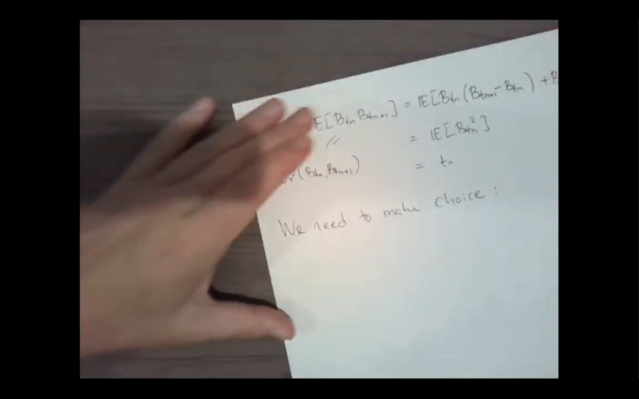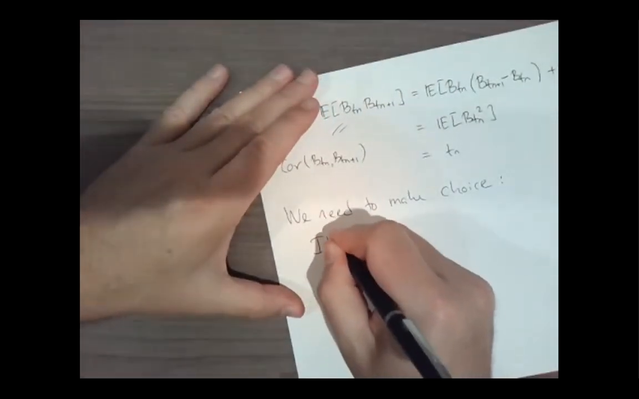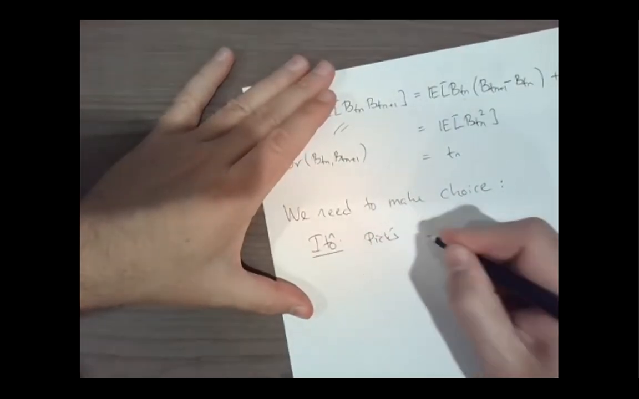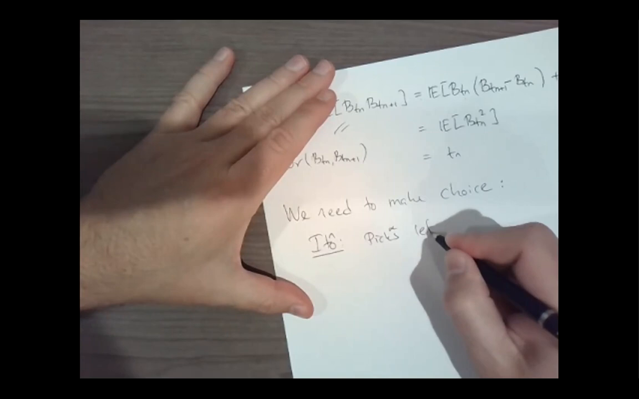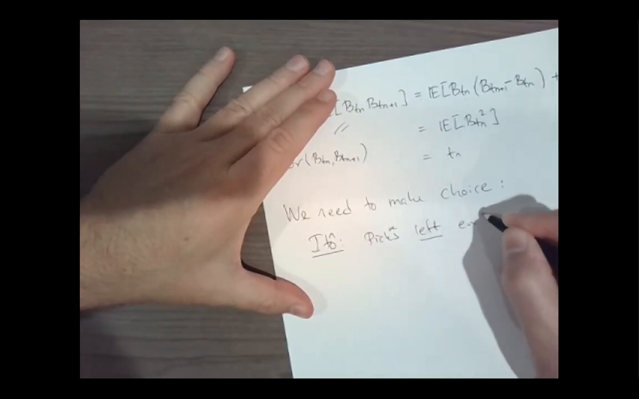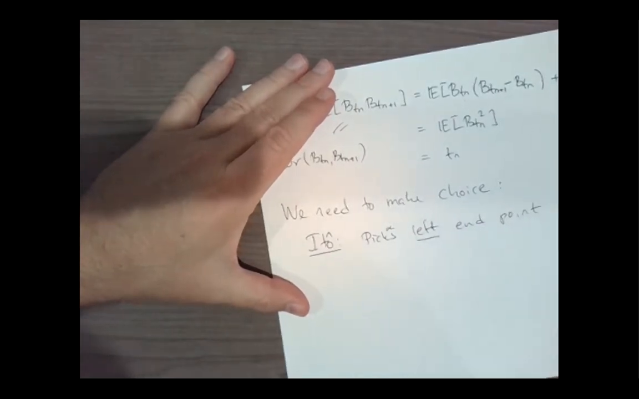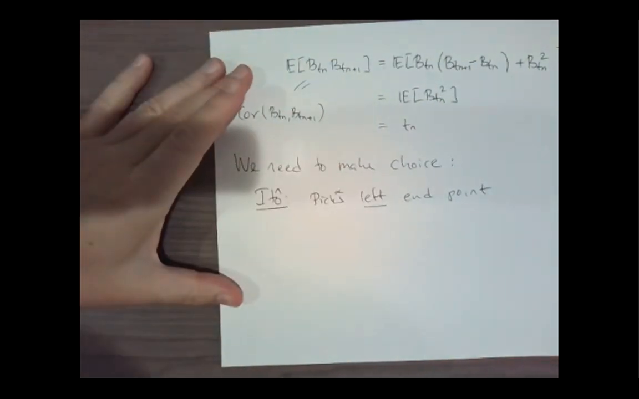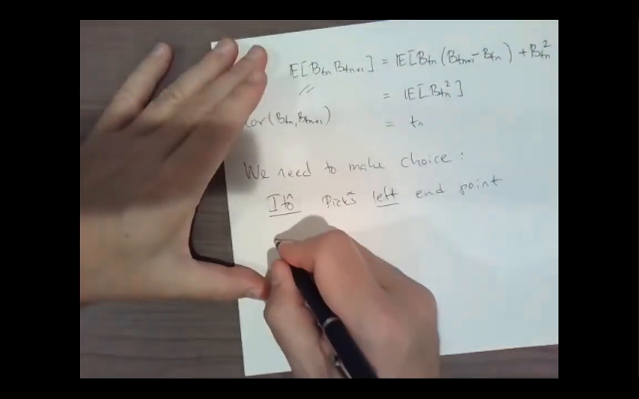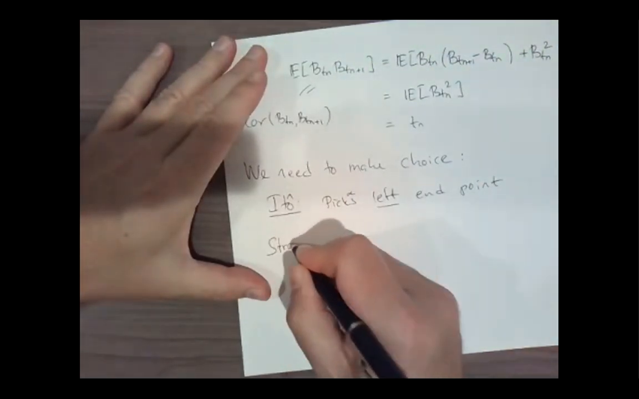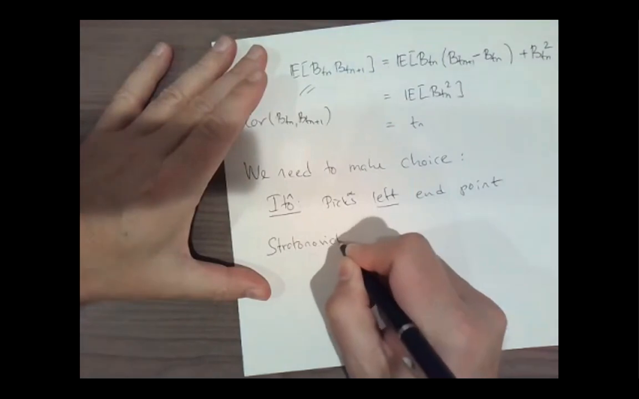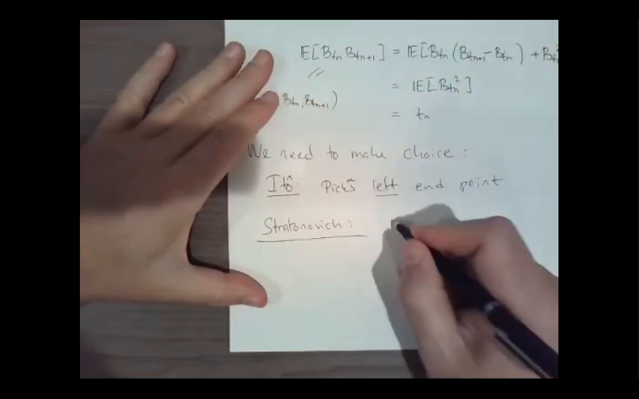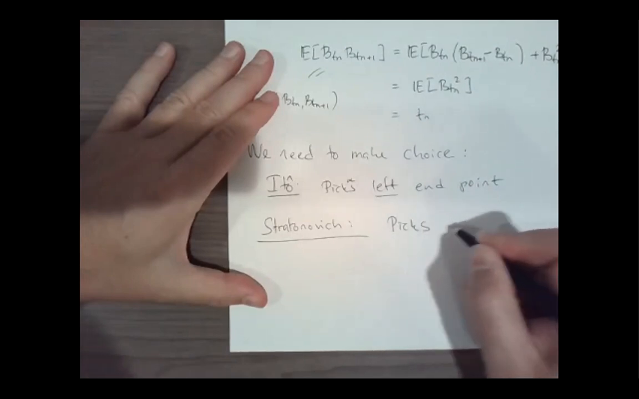So we have a choice to make. Ito picks the left endpoint. There's a competing guy. His name is Stratonovich. He picks the middle point.